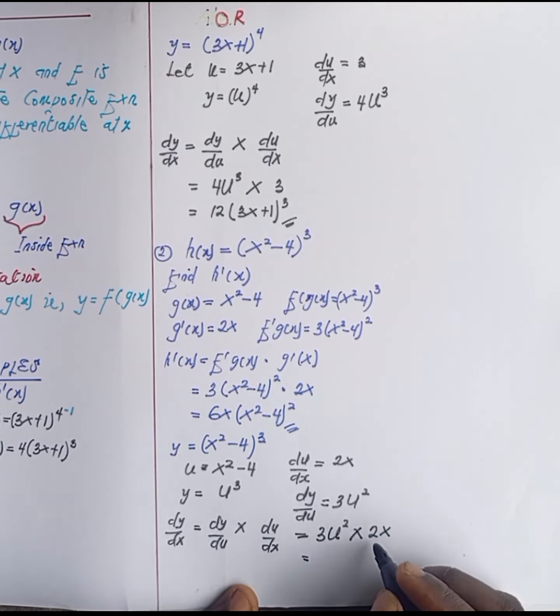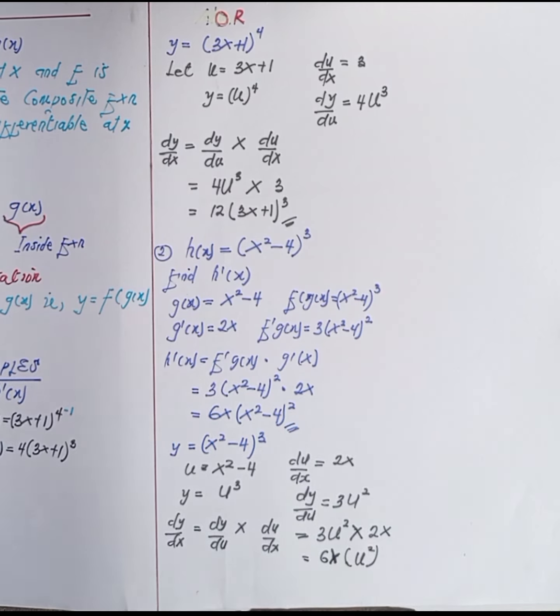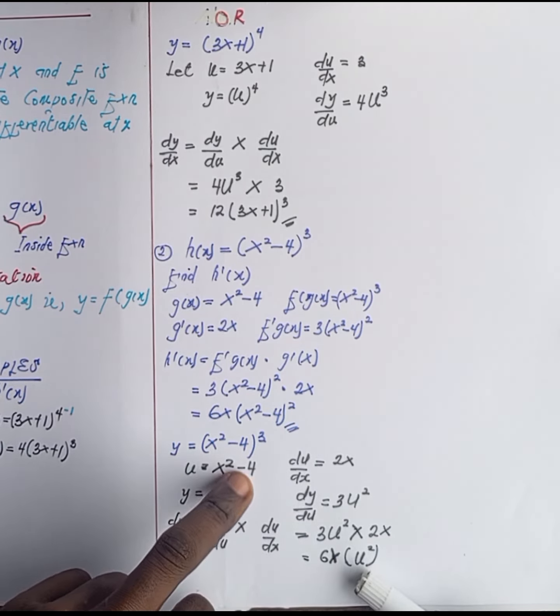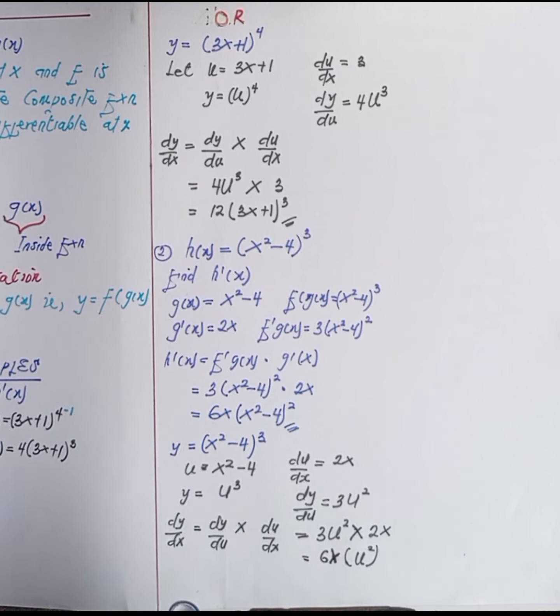So you know that 2x times 3 will give us what? 6x. And then we have u squared. But we have already defined u to be what? x squared minus 4. So we just come and substitute that one here.